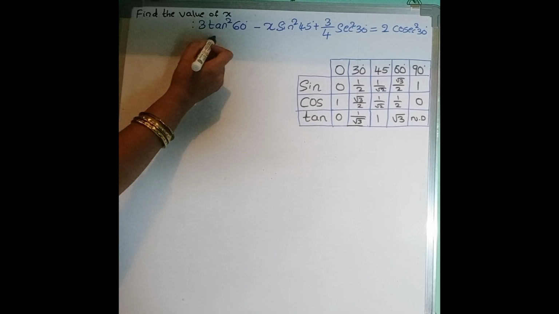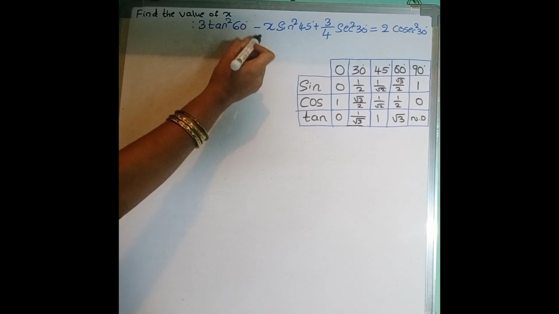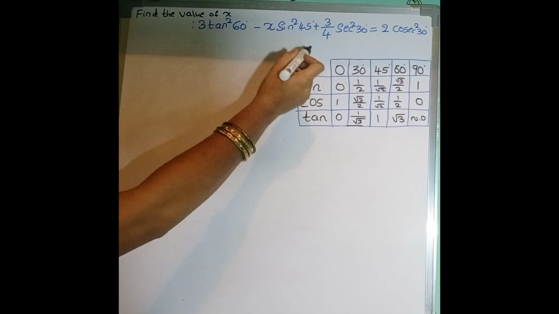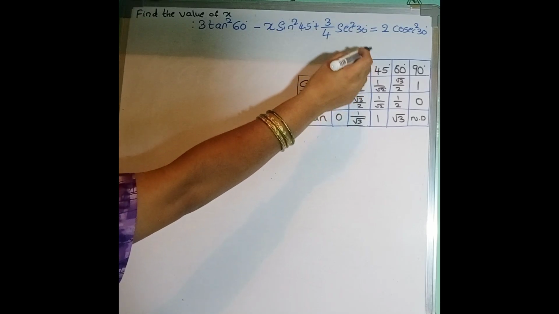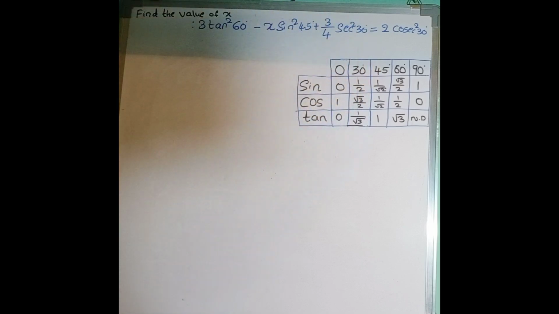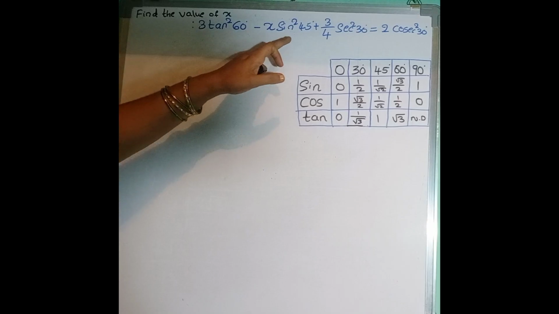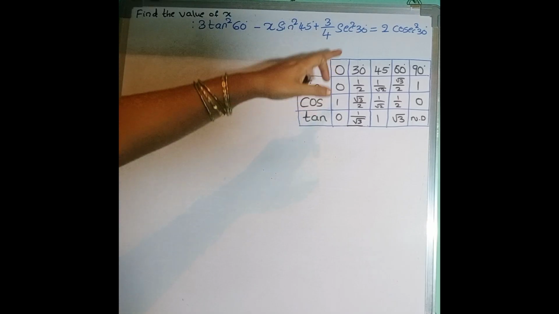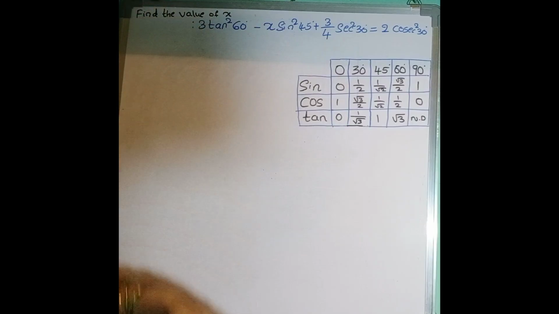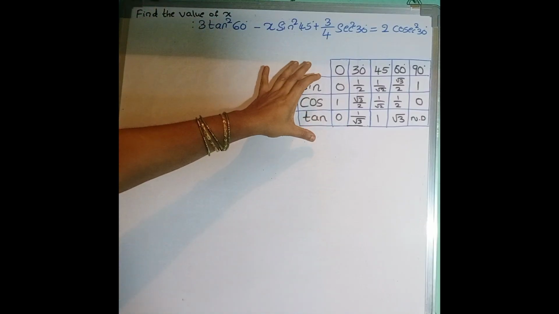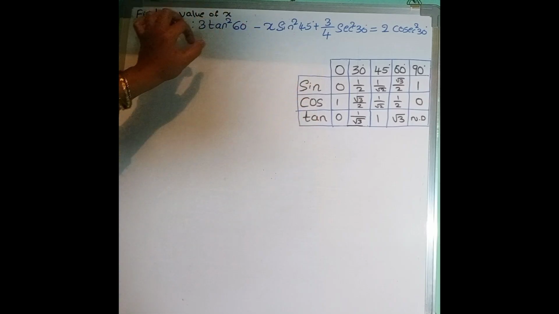If 3 tan square 60 degree minus x sin square 45 degree plus 3 by 2 secant square 30 degree is equal to 2 cosec square 30 degree, then find the value of x. They ask to find the value of x. If you know the values of tan 60 degree, sin 45 degree, secant 30 degree, cosec 30 degree, you can solve this problem easily. If you know this chart perfectly, you can solve this kind of problem easily.